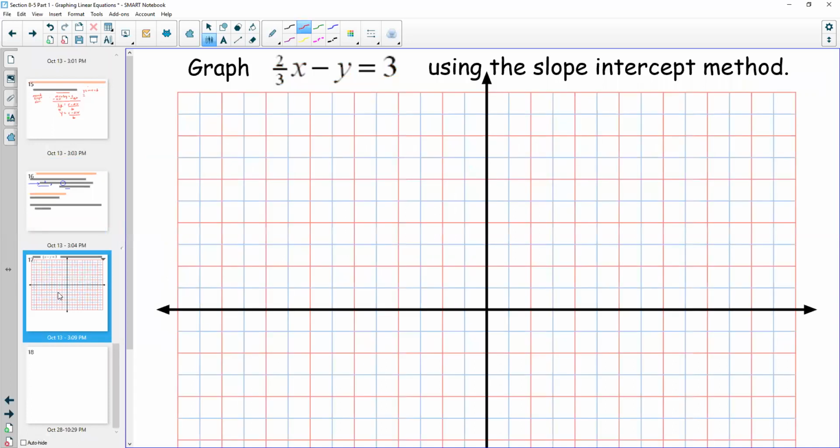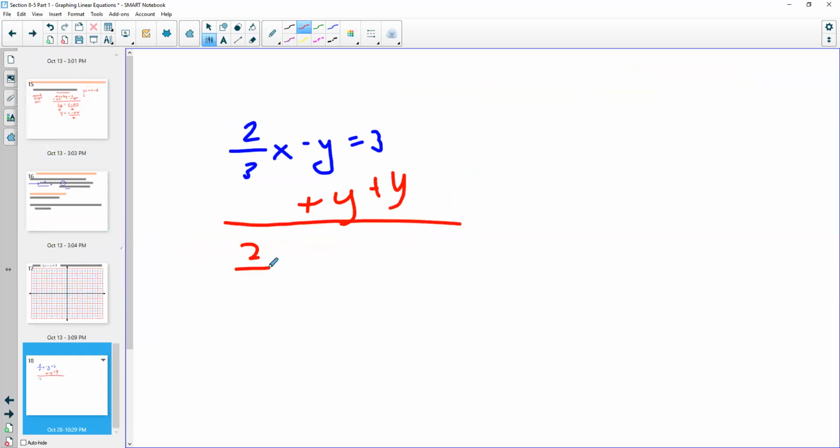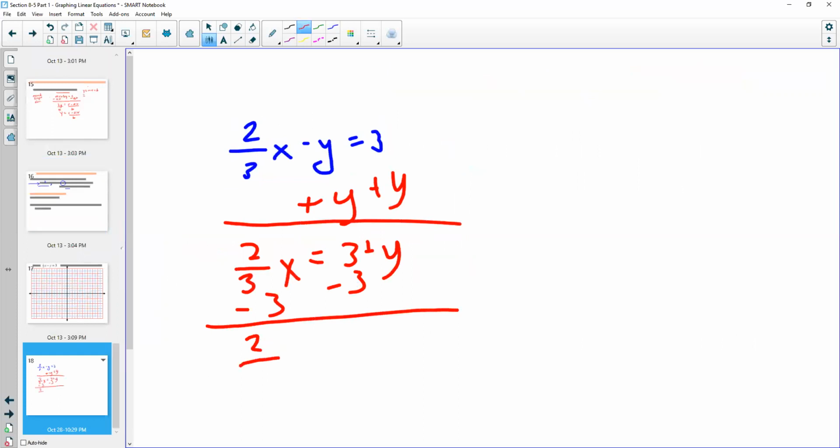All right, so let's try one. Here's my equation, 2/3 x minus y equals 3. All right, so now first I have to transform this into the form I want. So I'm gonna, let's see, I want to have a positive y, so I'm gonna add y over here. So I get 2/3 x equals 3 plus y. I'm gonna subtract 3. So I get 2/3 x minus 3 equals y. So now I have this in the right form.